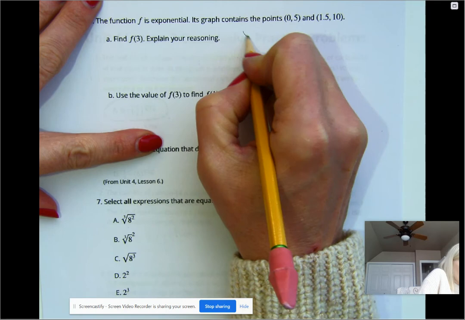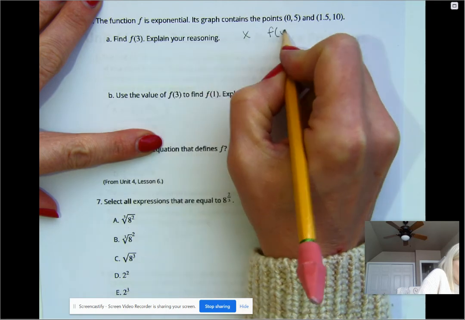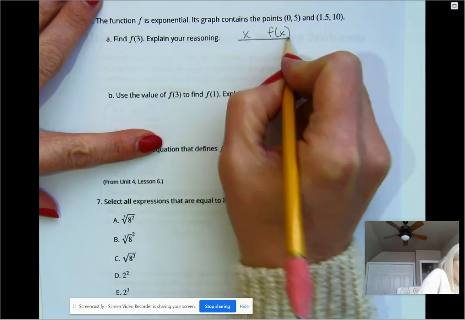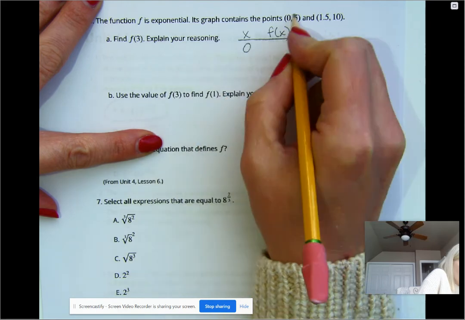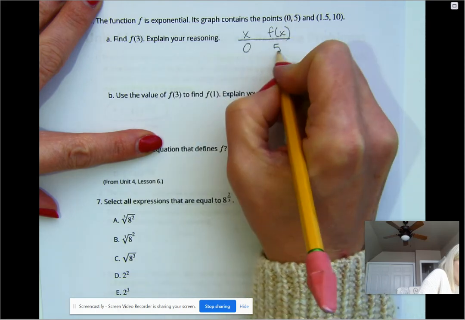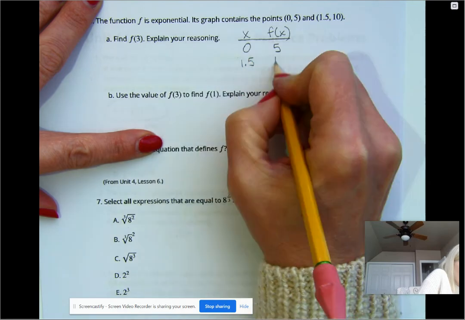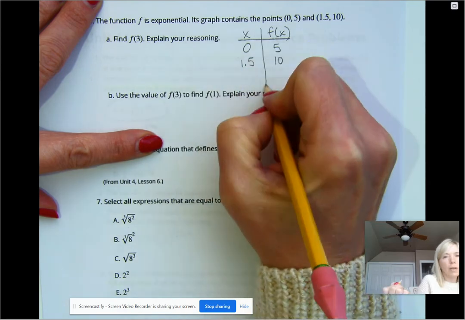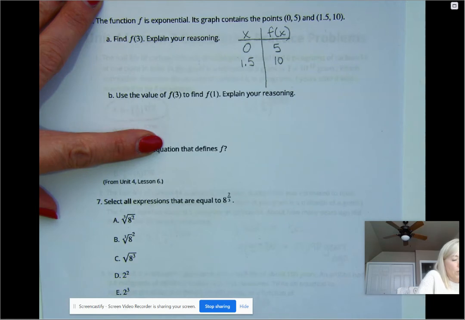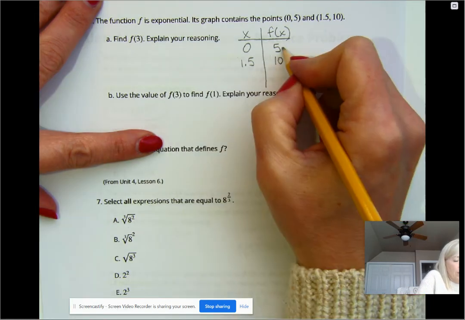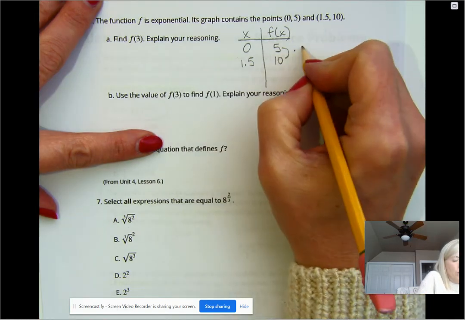x and f of x. So I know when x is 0, f of x is 5. When x is 1.5, f of x is 10. And then since this is exponential, I need to ask myself, what do you multiply 5 by to get 10? You multiply it by 2.